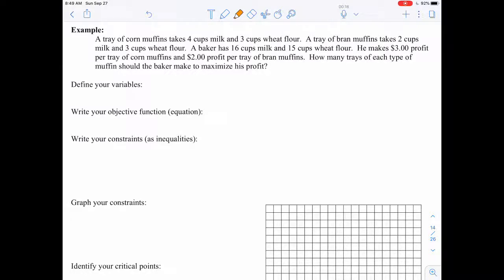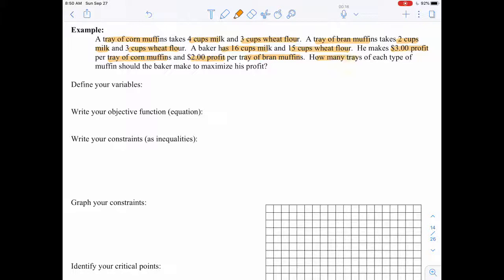In this case, we are going to maximize a profit. Looking at our problem, it says a tray of corn muffins takes 4 cups of milk and 3 cups of wheat flour to make. The tray of bran muffins takes 2 cups of milk and 3 cups of flour. The baker has 16 cups of milk to use and 15 cups of wheat flour. He makes a $3 profit on the tray of corn muffins and a $2 profit on the tray of bran muffins.